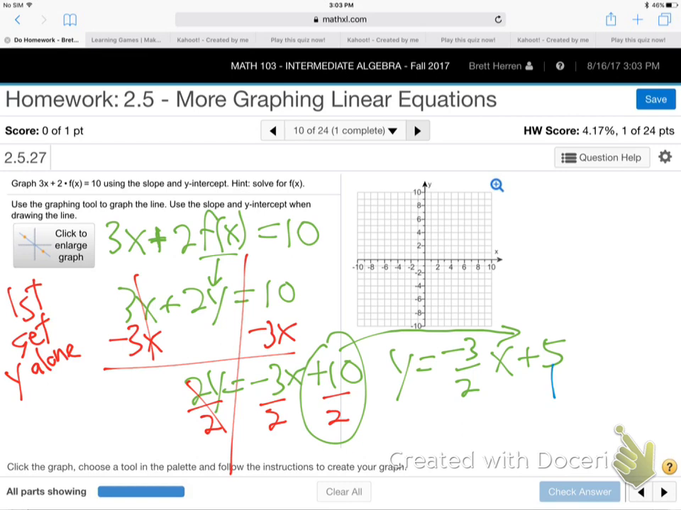We would start at positive 5. So that's right there. Can you see that on the graph? Up 5, or maybe I'll just make my own. 0, positive 5. 1, 2, 3, 4, 5. Yep, up 5 in the middle. And so that'd be the first dot.